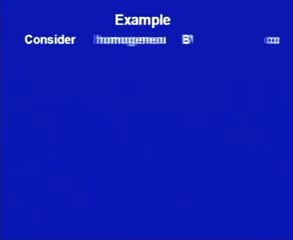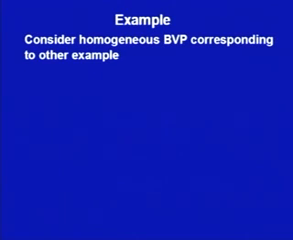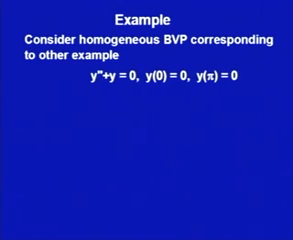So, now let us see the other example, the homogeneous boundary value problem corresponding to the other example. Do you remember the other example we had, y double dash plus y is equal to 0. Here I have put the boundary conditions also at 0. So, we have y at 0 is 0 and y at pi is equal to 0.